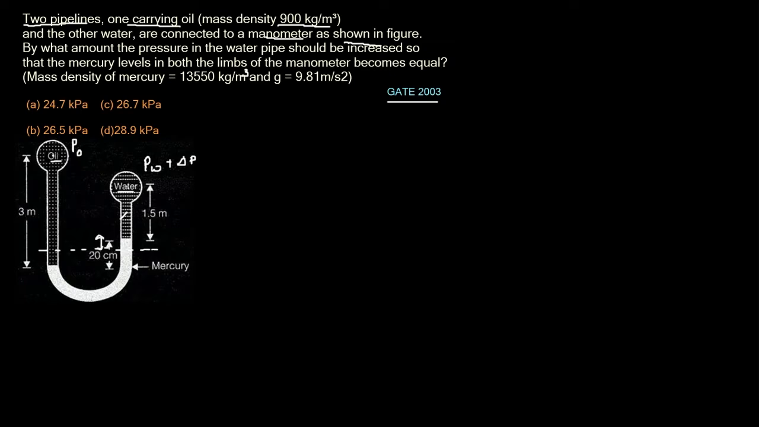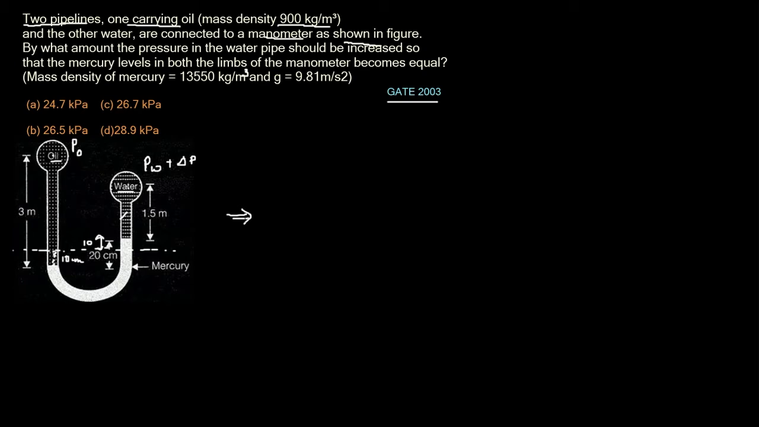If this is the final state with equal levels in both the limbs, the amount of mercury that is decreased here will be the same as the amount that is increased here. So this should be essentially half of 20. That is, this will be 10 centimeters. Okay. So let us try to draw the desired final figure.